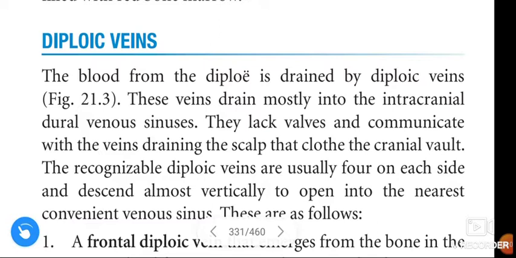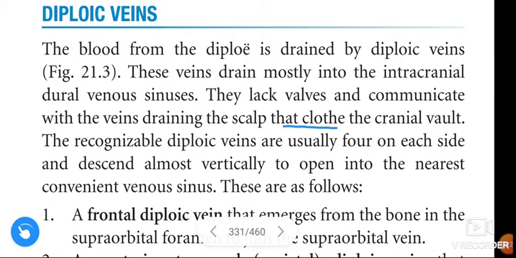In this video we are going to learn about the diploic veins. The blood from the diploe is drained by diploic veins. These veins drain mostly into the intracranial dural venous sinus. They lack valves and communicate with the veins draining the scalp that clothe the cranial vault.